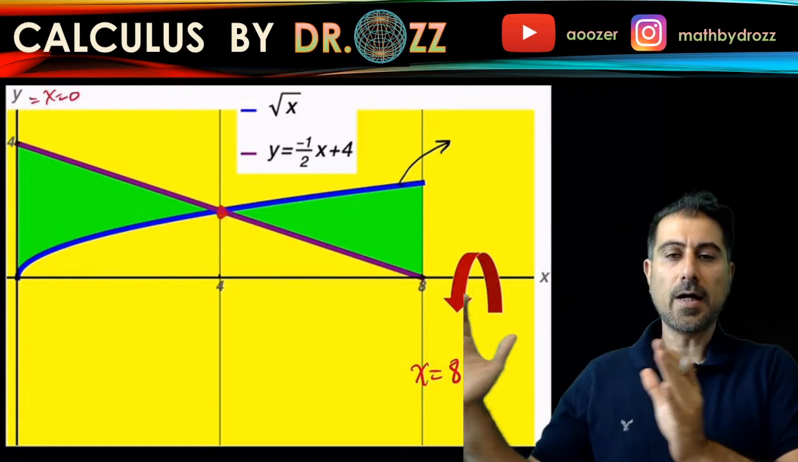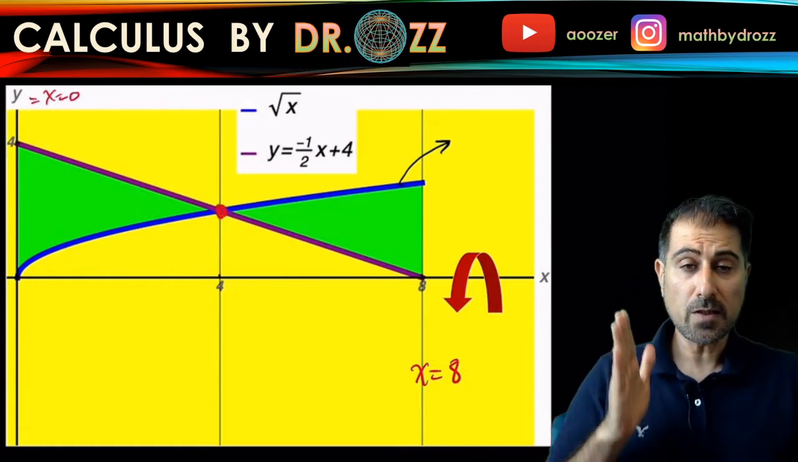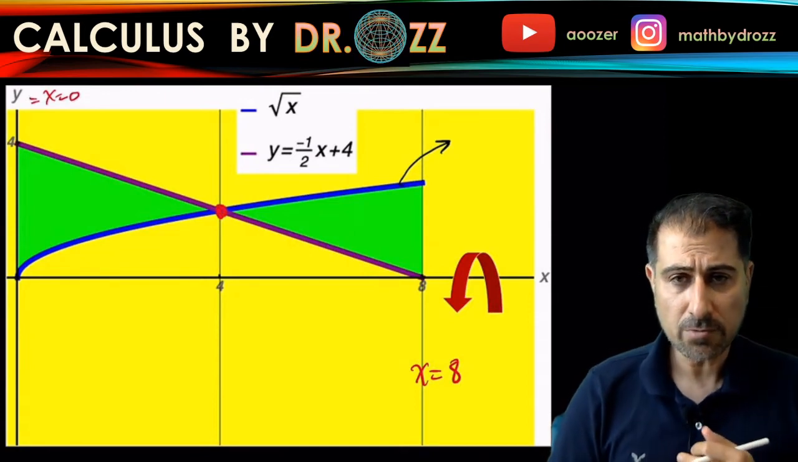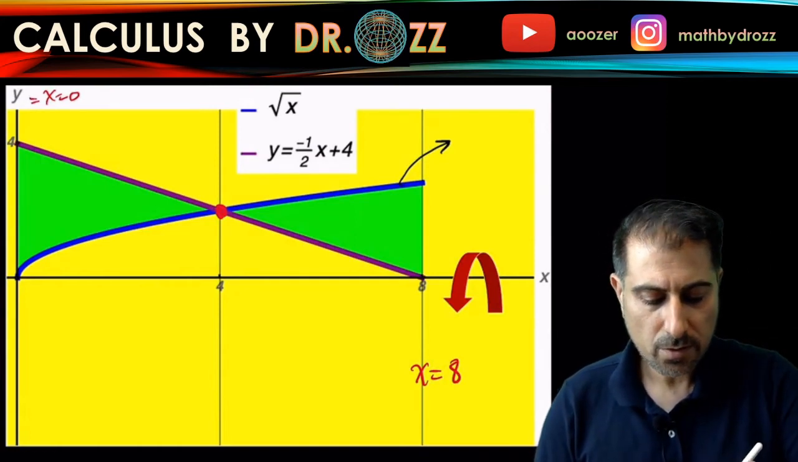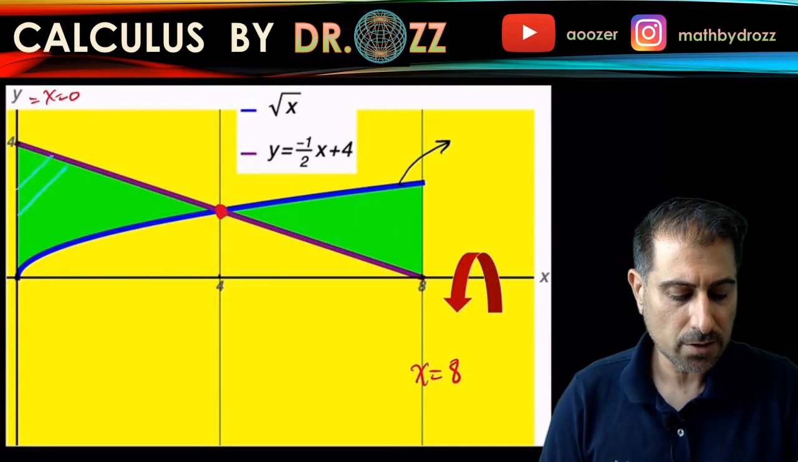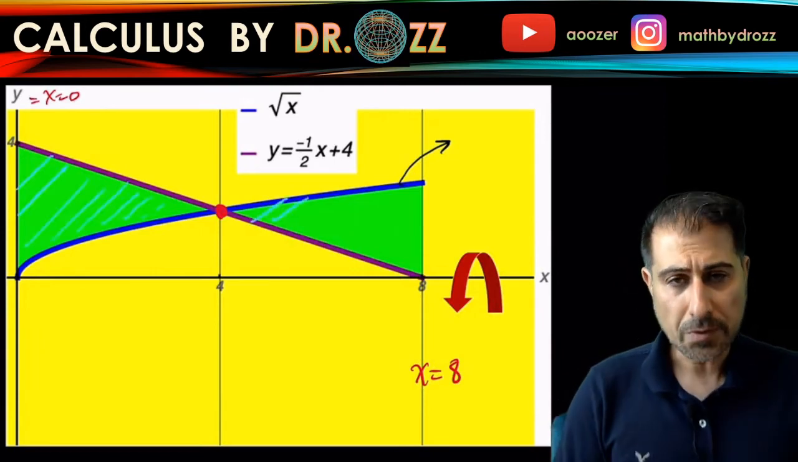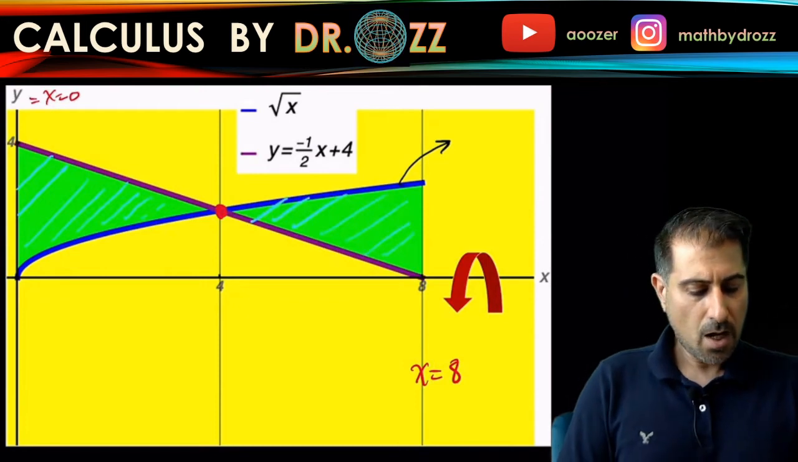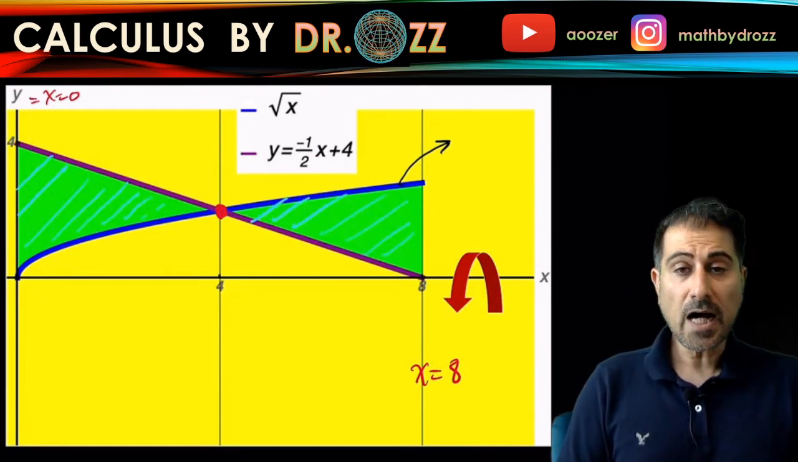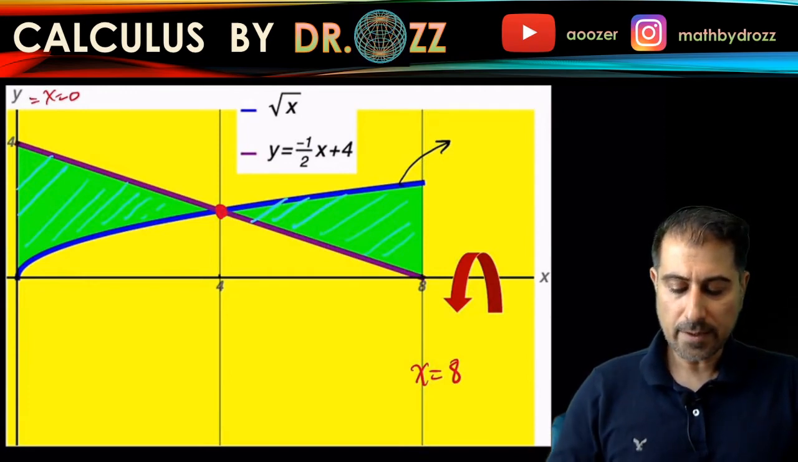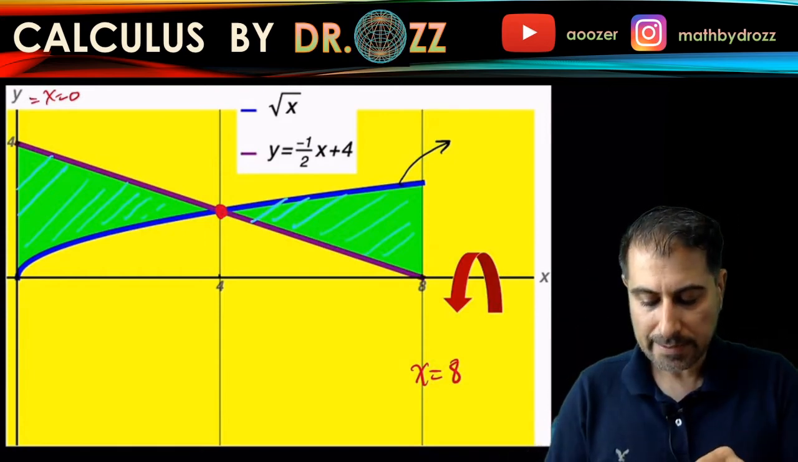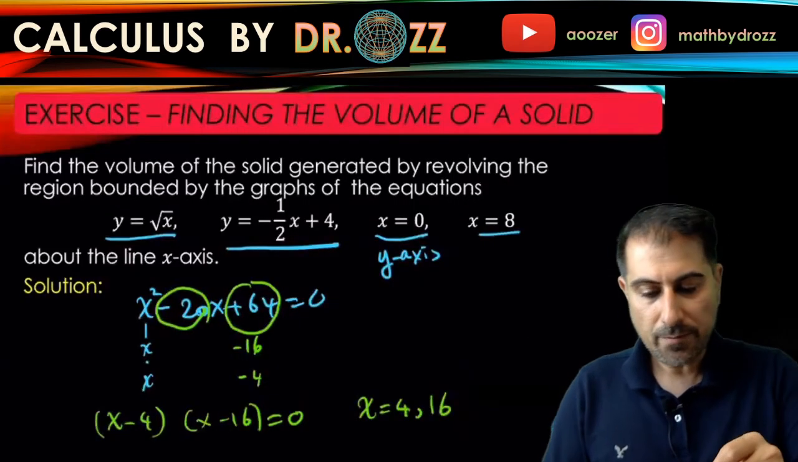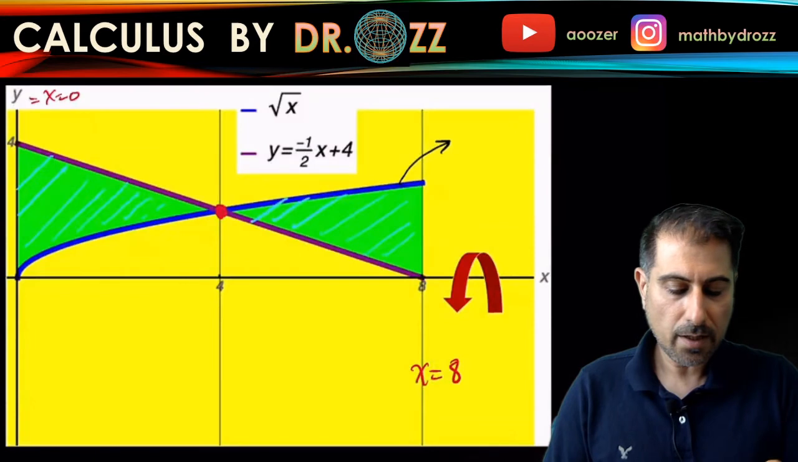Since we want to keep the region in between the vertical lines x equals 0 and x equals 8, we have in fact two regions. First region is this one, and the second region is this one. Again, we are not interested in the other intersection point because that is not in our region. Okay. All right, so what we're going to do is to revolve this region around the x-axis. Okay, that's the x-axis. Great.